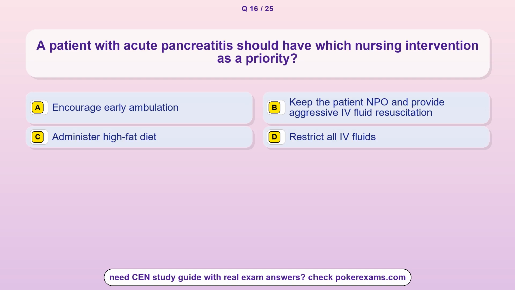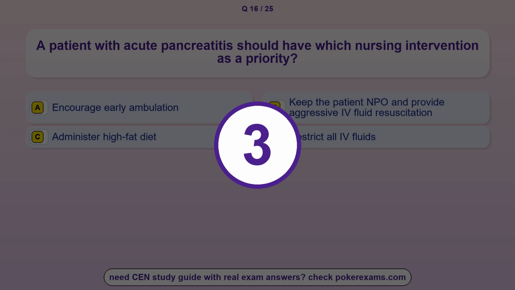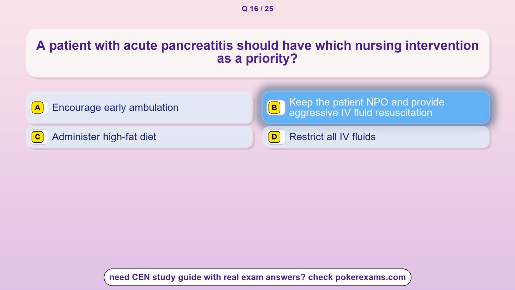Question 16. A patient with acute pancreatitis should have which nursing intervention as a priority? Option A, encourage early ambulation. Option B, keep the patient NPO and provide aggressive fluid resuscitation. Option C, administer high-fat diet. Option D, restrict all fluids. The correct answer is option B, keep the patient NPO and provide aggressive fluid resuscitation.